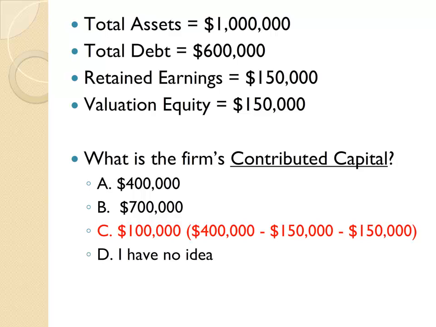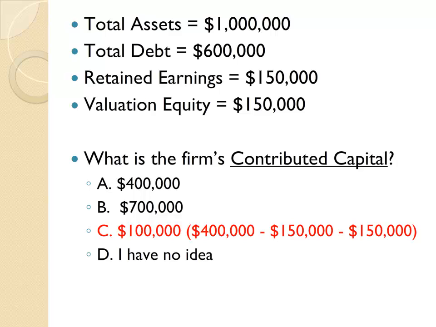Okay, so hopefully it was clear how you should use what we now know to get the firm's contributed capital balance. So if we know total equity of $400,000 and we know two of the three equity components, we should be able to quickly calculate what the third component of equity is. So if we have $400,000 in total equity and $150,000 in retained earnings and $150,000 in valuation equity, the remaining component, the difference between the total and those two, should give you the third component, or the contributed capital balance.